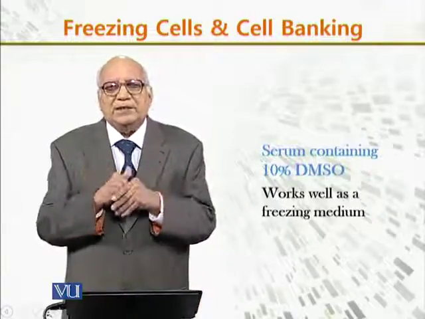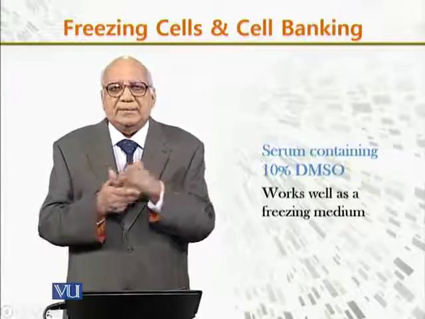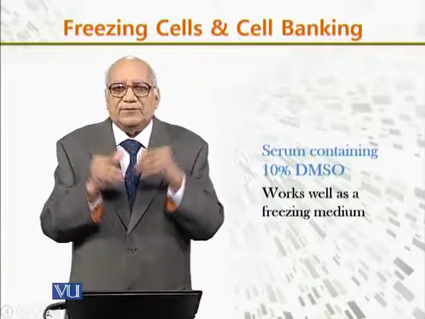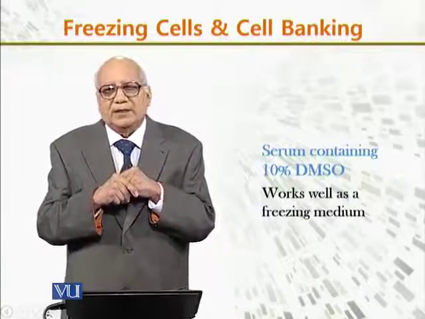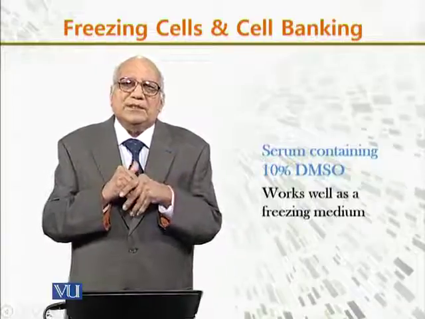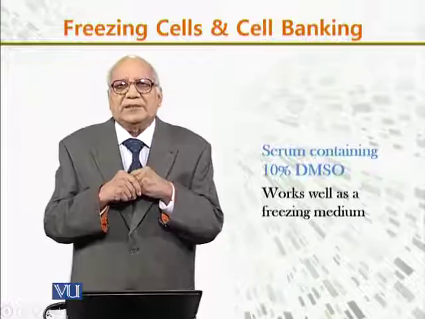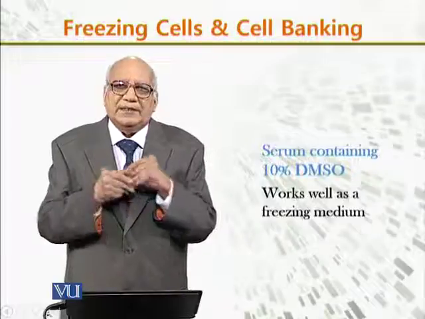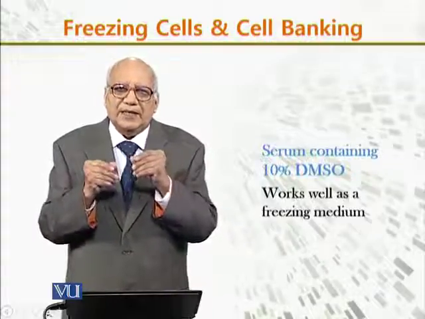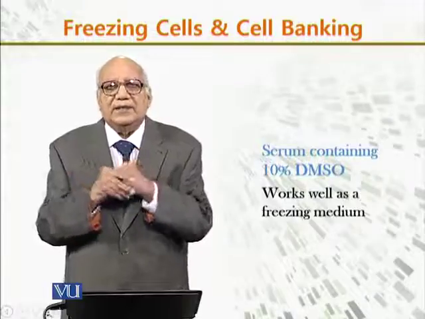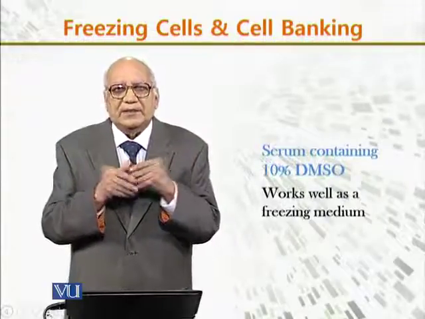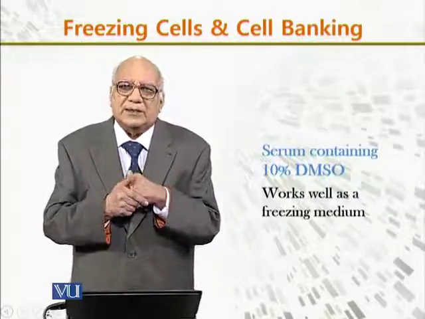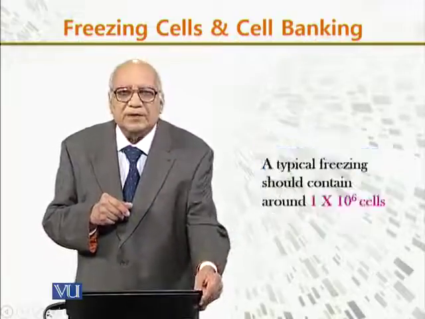Now, how is it done? Serum containing 10% DMSO, dimethyl sulfoxide, works well as a freezing medium. So this DMSO is a very interesting chemical. It is used in cryogenic experiments, it is an organic solvent, and it is repeatedly used as a cryogenic medium for freezing the cells.